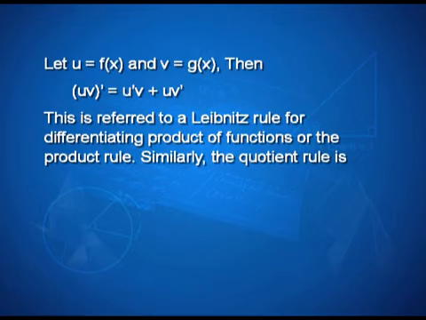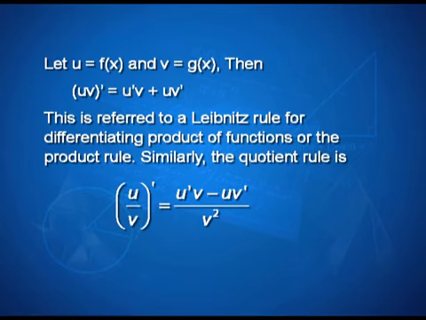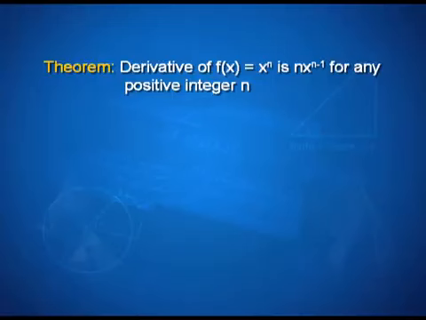Similarly, the quotient rule is (u/v)' is equal to (u'v minus uv') upon v square. Another theorem here: derivative of f of x is equal to x raised to n is n x raised to n minus 1 for any positive integer n.